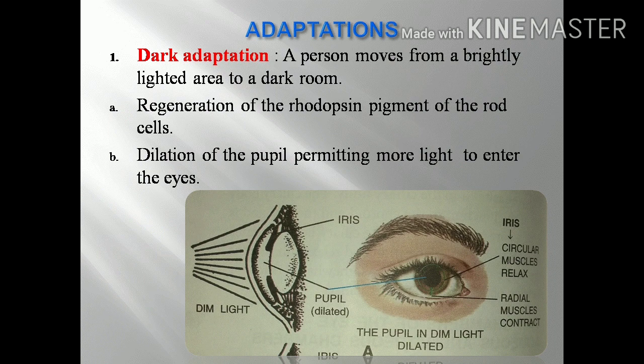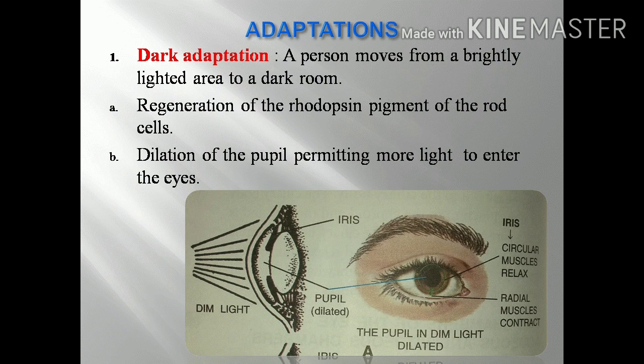When we move from a brightly lighted area to a dark room, for a short minute you cannot see any objects which are present in that room. After a few minutes, we can see the objects which are present in that room. So this is dark adaptation.